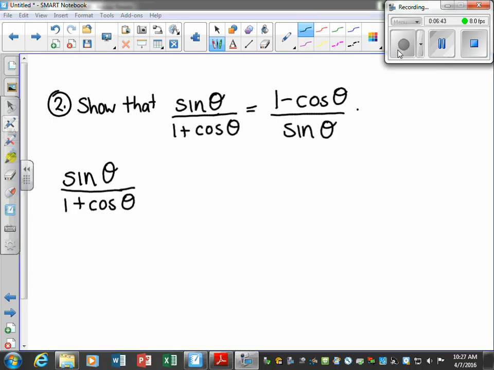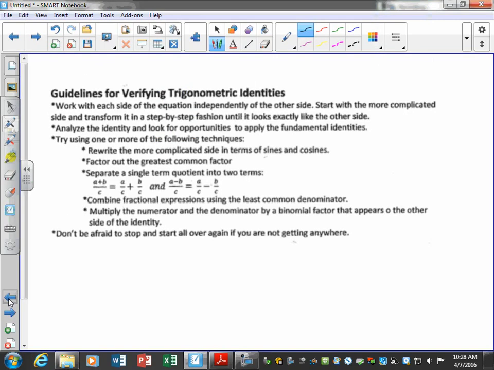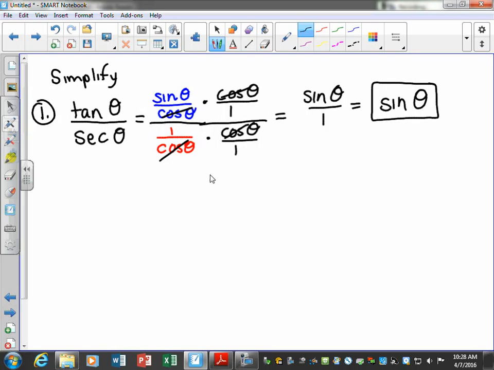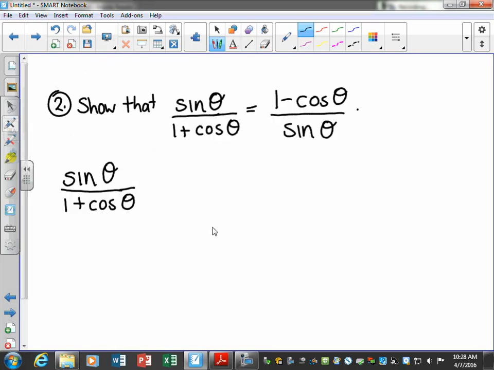Okay, so let's think of some of the things we can do. Rewrite in terms of sine and cosine, that doesn't really help us much. Let's see. This is part of the process, and I want you to see this as thinking through it. These are just some things to try. We'll also have a GCF. They don't have a GCF in our problem. Combine fractional expressions using the least common denominator, or multiply numerator and denominator by a binomial factor. So when I'm looking through this, a lot of those don't necessarily apply in this one.